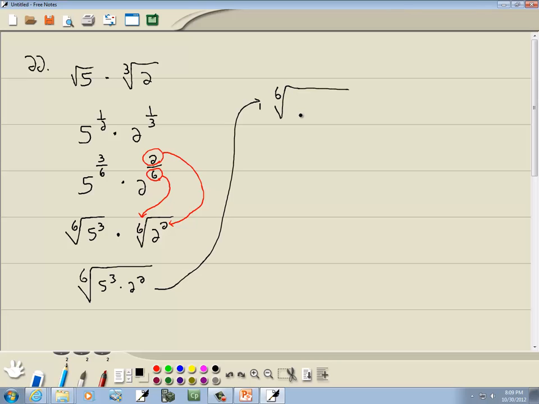5 to the 3rd, 5 times 5 is 25, times another 5 is 125. 2 squared is 4. So that gives us 6th root of 125 times 4, which is 500. So that'd be our answer.